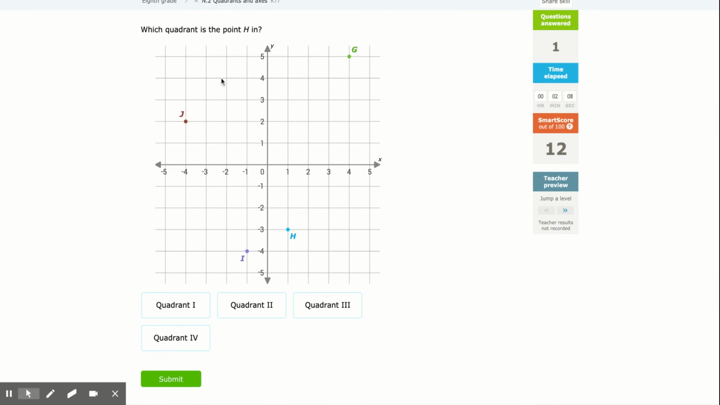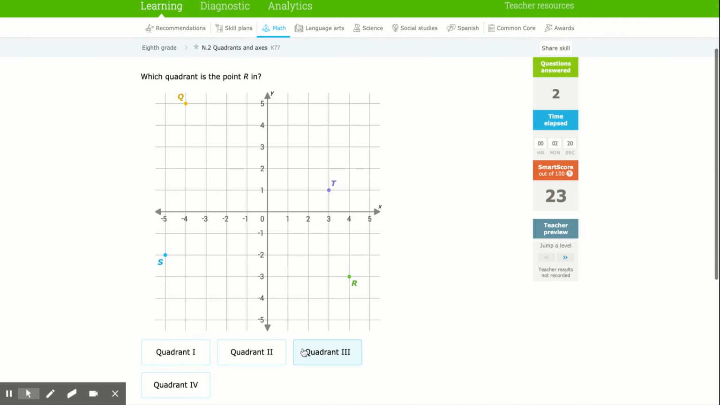Okay, which quadrant is point H in? So we find point H is in the bottom right. Remember, I always just count 1, 2, 3, 4. So as I walk toward, it's quadrant 4. And again, they use Roman numerals. An I and a V is quadrant 4.